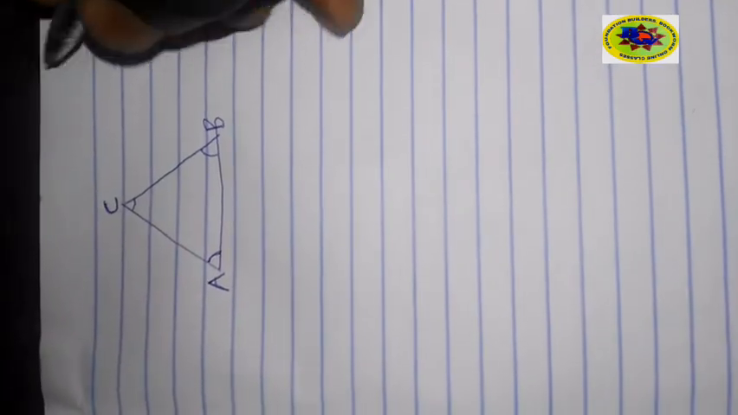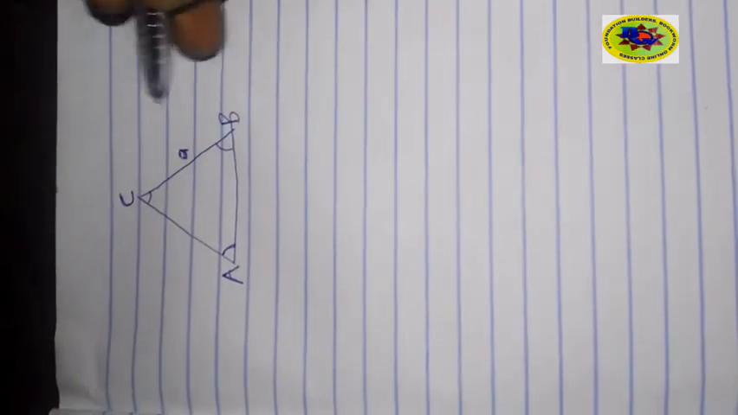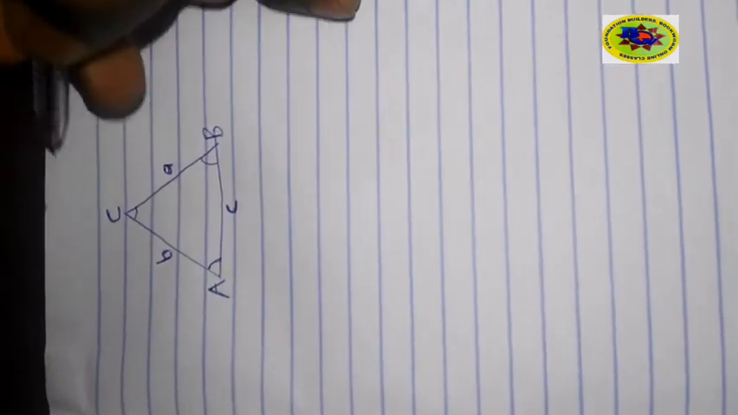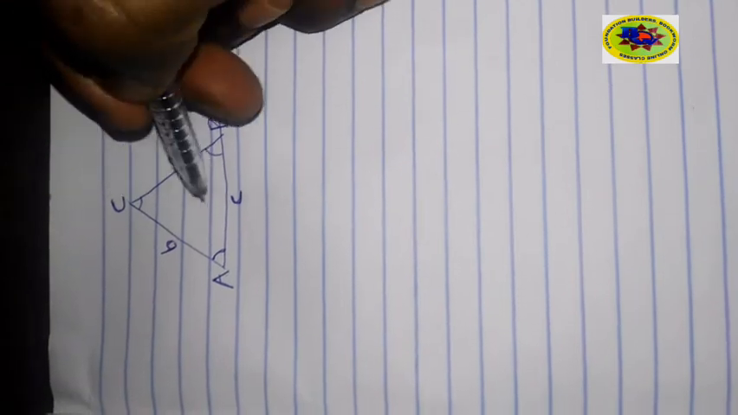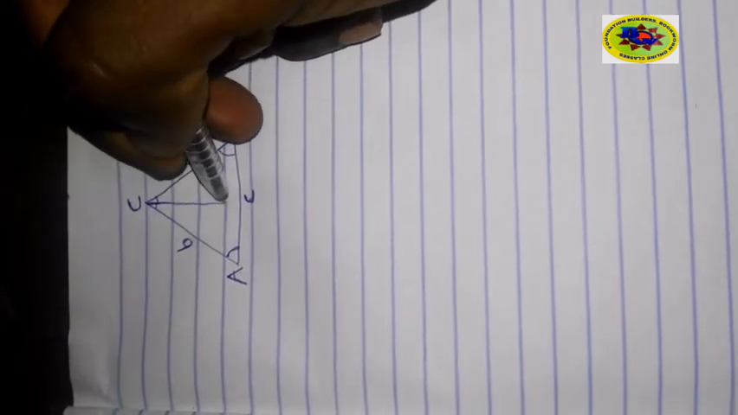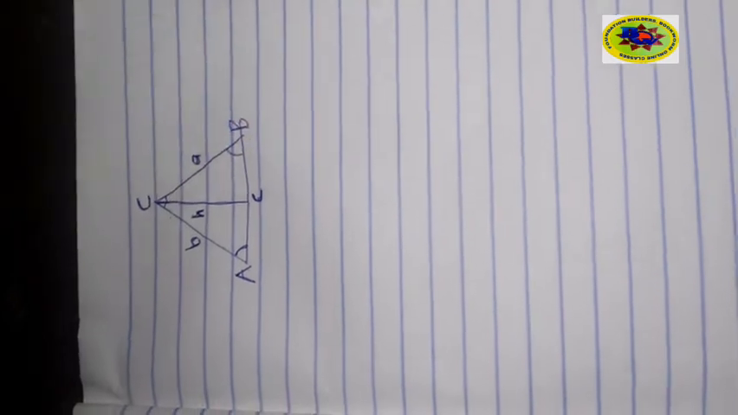You have named all the angles. Now let's name the side opposite each angle. Since this is A, let's name it small a, and since this is B, let's name here small b, and since this is C, let's name here small c. The height of the triangle, we need the height of the triangle too. Since it's height, let's label it h. That is the height of the triangle.